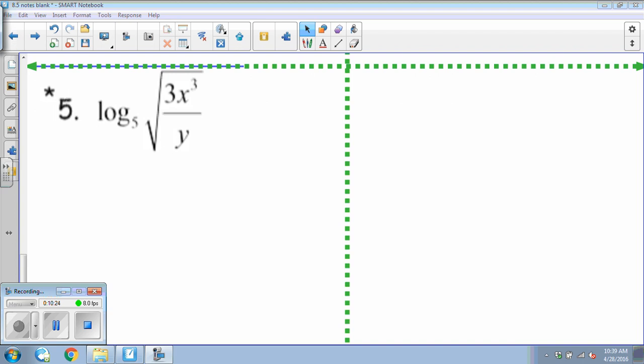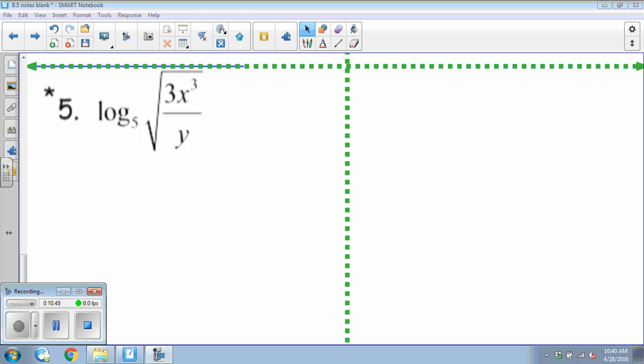Okay. We have that radical. We need to write that as a fractional exponent. So that's everything underneath that radical to the 1/2 power. That's 3 to the 1/2 power. That's x to the 3rd to the 1/2 power. And that's y to the 1/2 power. Right?